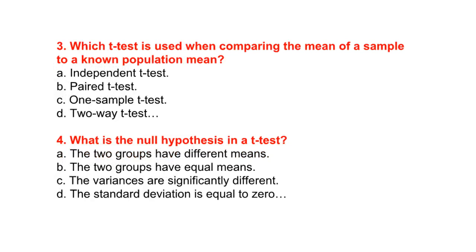3. Which t-test is used when comparing the mean of a sample to a known population mean? A. Independent t-test. B. Paired t-test. C. One-sample t-test. D. Two-way t-test. Answer: C. One-sample t-test. 4. What is the null hypothesis in a t-test? A. The two groups have different means. B. The two groups have equal means. C. The variances are significantly different. D. The standard deviation is equal to 0. Answer: B. The two groups have equal means.